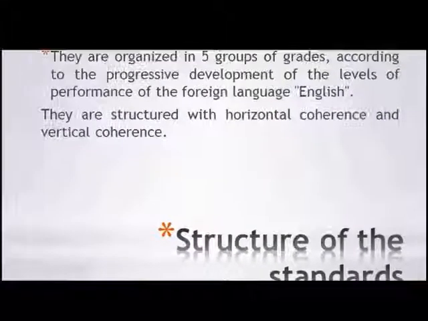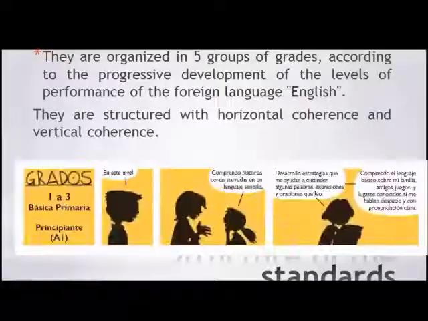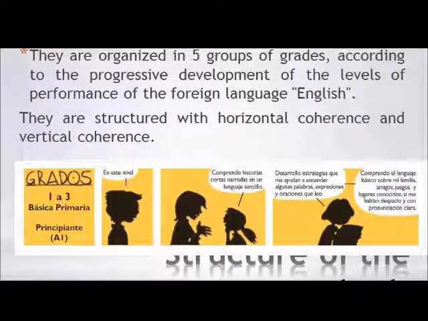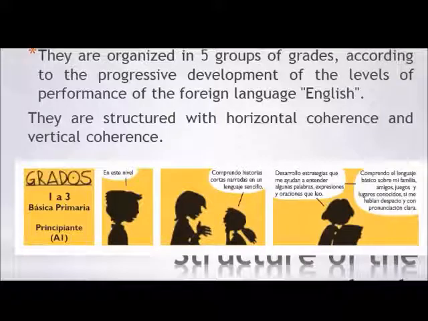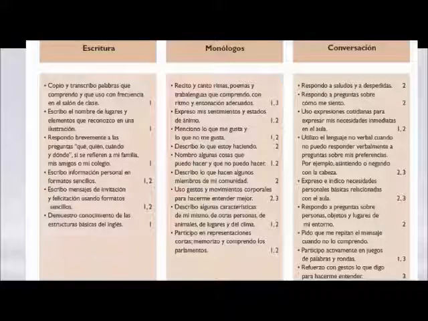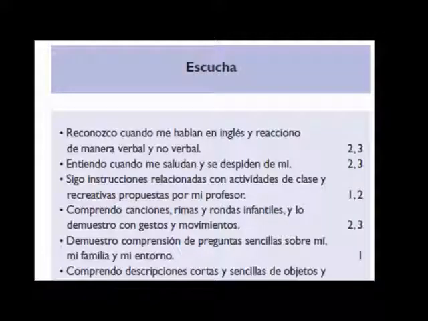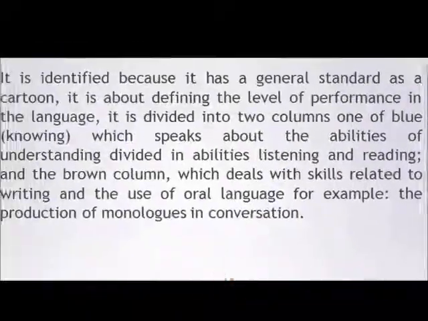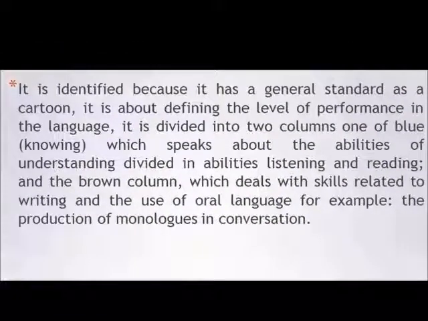Structure of the standards. They are organized in five groups of grades, according to the progressive development of the levels of performance in the foreign language, English. They are structured with horizontal coherence and vertical coherence. Horizontal coherence is identified because it has a general standard, like a cartoon. It is about defining the level of performance in the language.